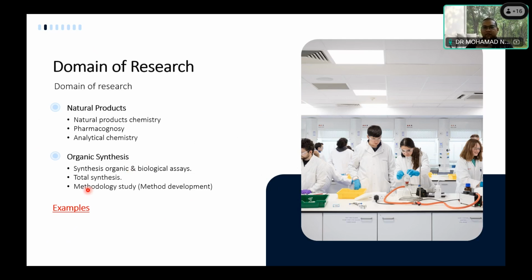They use several variables, for example, catalyst loading, reaction temperatures, and so on. Okay, so let's go for the examples that cover these three domains.